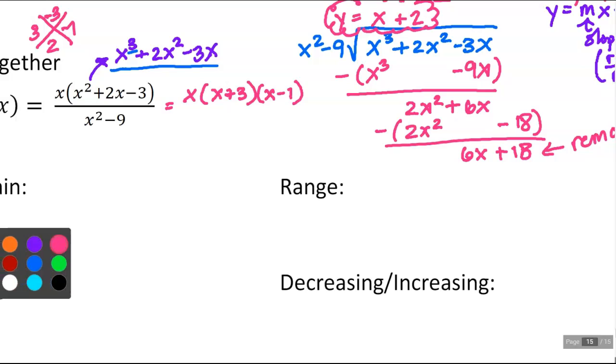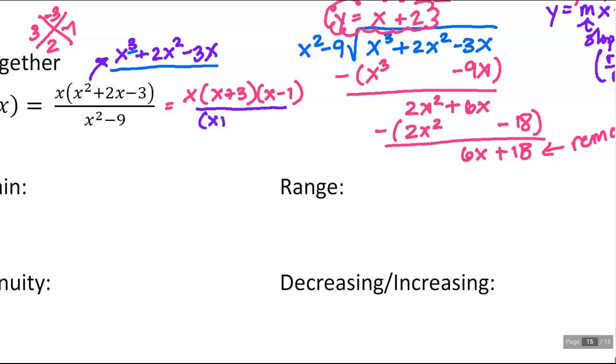And then in the denominator, guess what? That's the difference of squares. It pops its head up again. This splits into x plus 3, x minus 3.